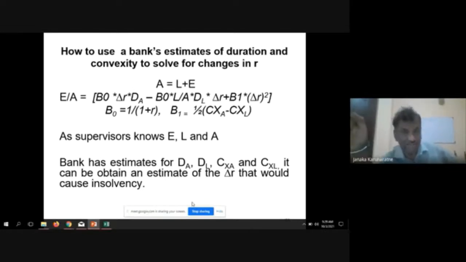But market variables, interest rate, foreign exchange rate, equity prices, commodity prices, those are the four variables which change in the market where we don't have control as a banker. So that's why we call it market risk. Risk arising from changes in interest rate, foreign exchange rate, equity prices, and commodities. Now here we are talking about interest rate risk, the risk arising from changes in interest rates.